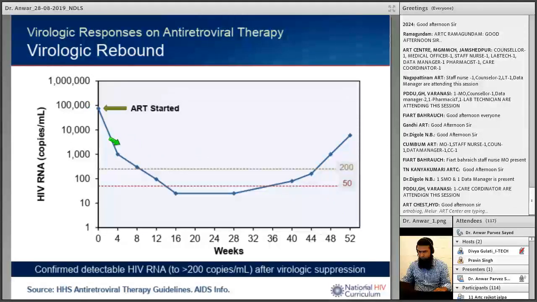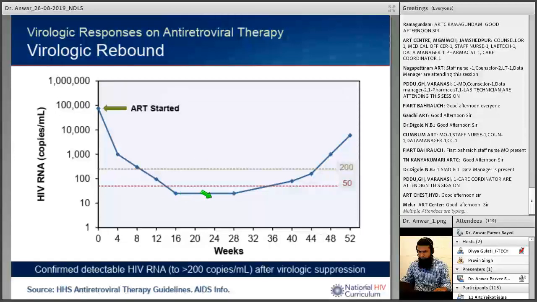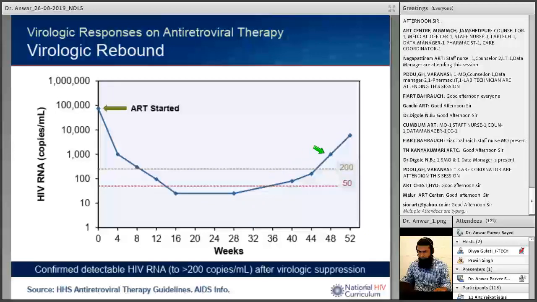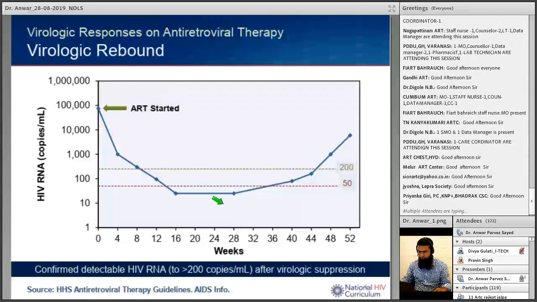But in some cases, what happens after the initial drop, which we saw in the previous graph, if the patient does not take ART properly, if there are any issues with drug adherence to ART, or if the ART is not working in that particular patient, then the viral load again goes up after some time of suppression, and this is called virologic rebound.